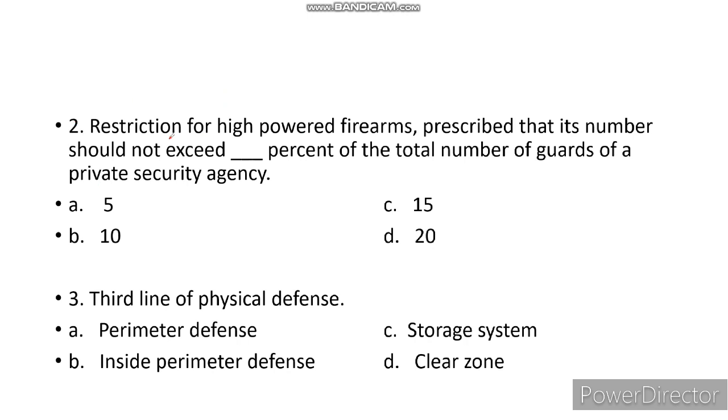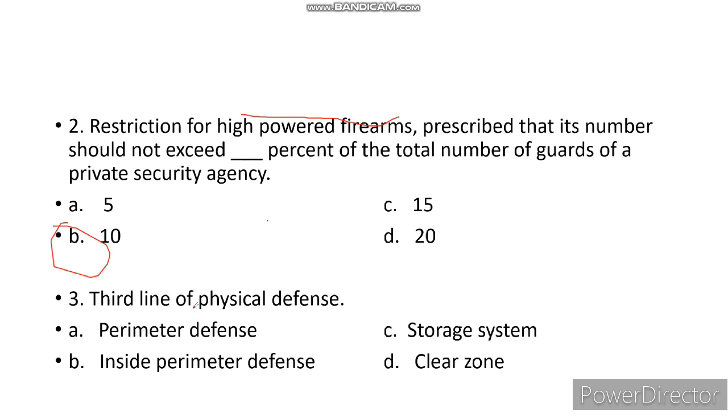Number two, restriction for high powered firearms prescribed. That number should not exceed percent of the total number of guards of the private security agency. So, yung restriction daw ng high power firearms, ilan lang dapat porsyento sa total guards ng isang private security ang meron nun. So, we have 10. Dapat hindi lalagpas ng 10%. So, that's B.